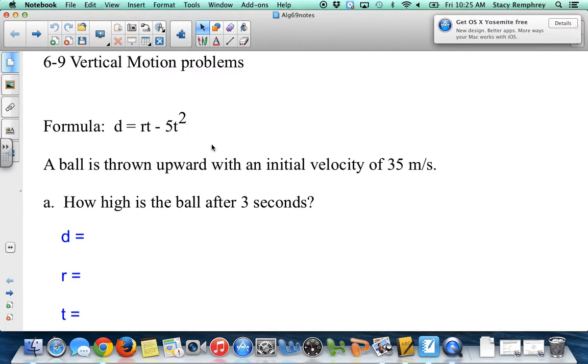When you do d equals rt, you don't really have to worry about that because when you're moving horizontally, you can go on forever, but when you're moving in a vertical way, gravity comes into effect, so you have to move down.